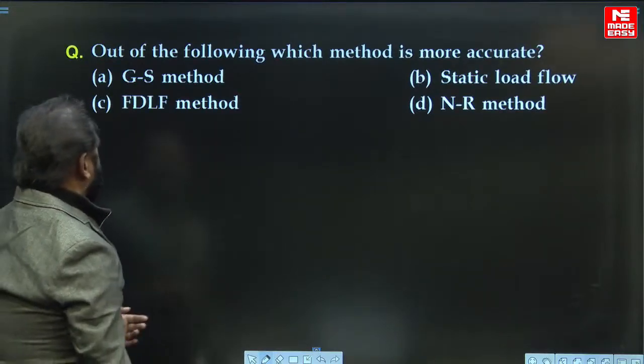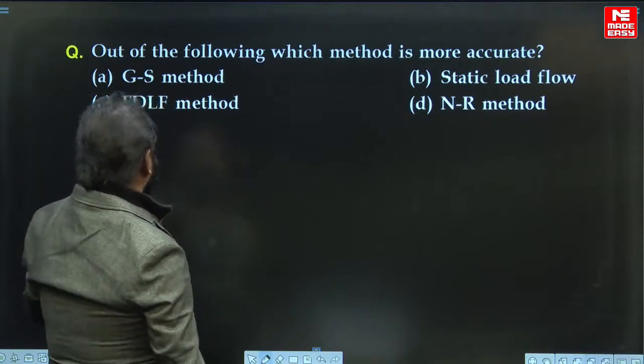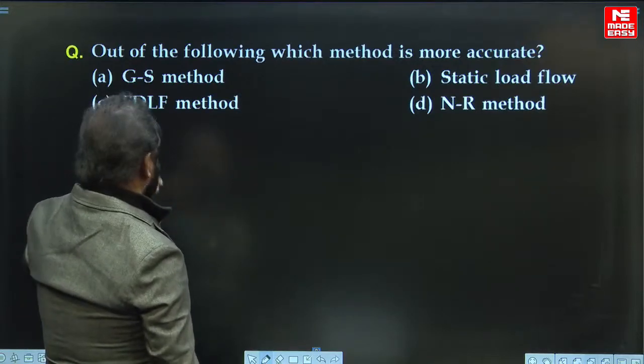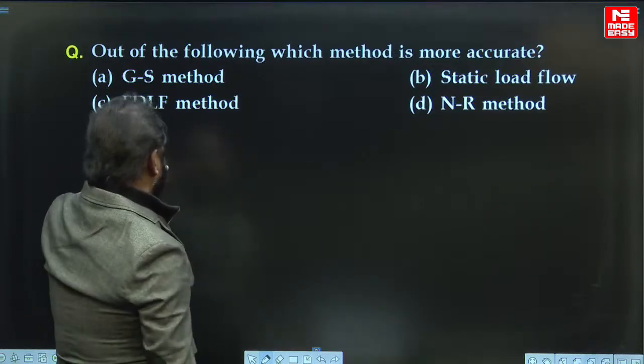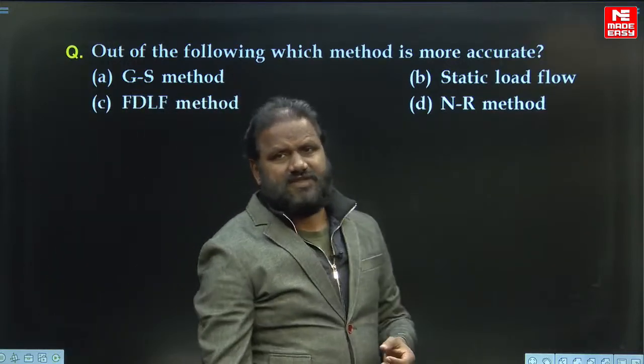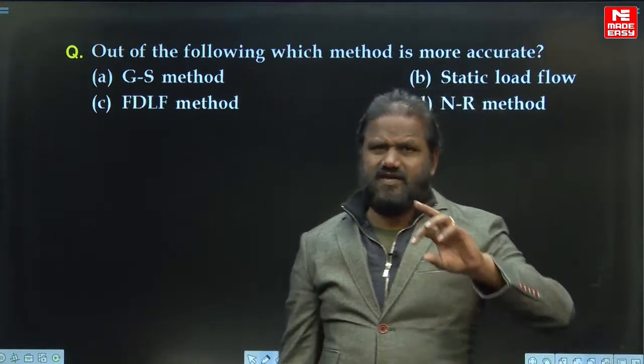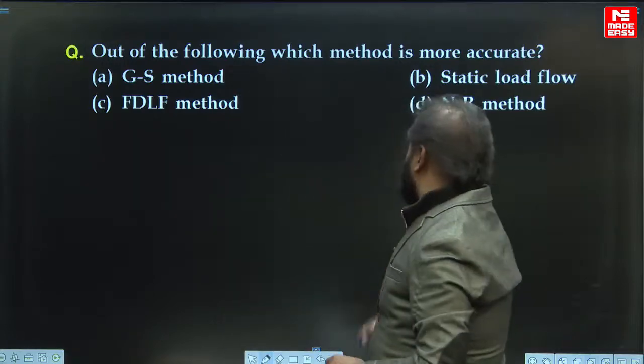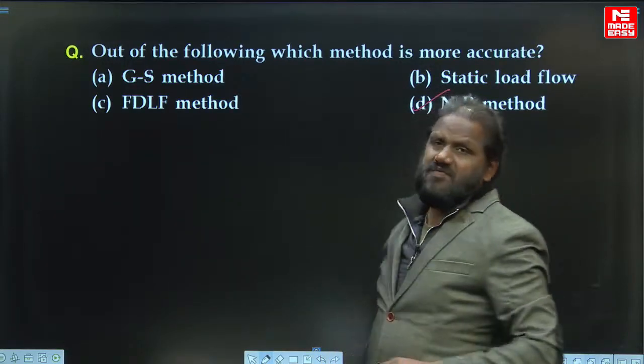Next, which method is more accurate? See, the NR method is better than the FDLF and GS methods. FDLF is an approximation of the NR. Static load flow is another form of the Gauss-Seidel. So the best answer is the Newton-Raphson.